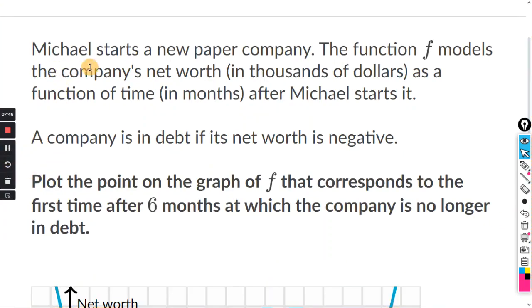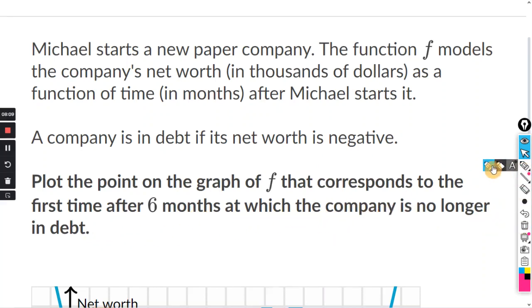All right, Michael starts a new paper company. The function f models the company's net worth in thousands as a function of time in months after Michael starts it. The company is in debt if its net worth is negative. Plot the point on the graph of f that corresponds to the first time after 6 months at which the company is no longer in debt.